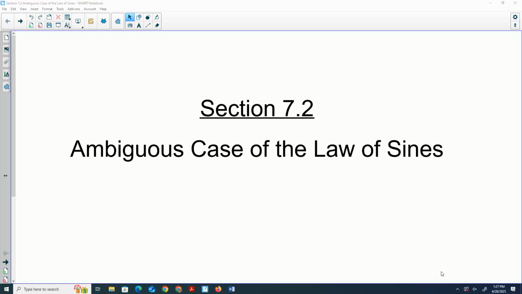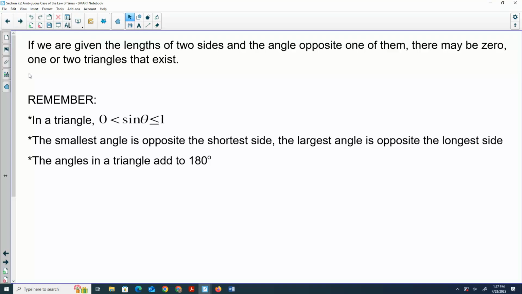So if we're looking for an angle, we have the possibility of multiple answers. Couple things to keep in mind when you're going through these. It may be possible to have 0, 1, or 2 triangles, but the thing I would write down, what you need to remember, in a triangle, sine has to be something between 0 and 1. So if you're working the problem, you get sine theta equals 1.5, you know that is not possible. So that's a case where there is no triangle.